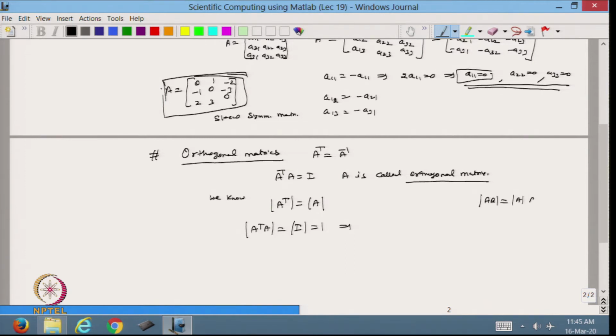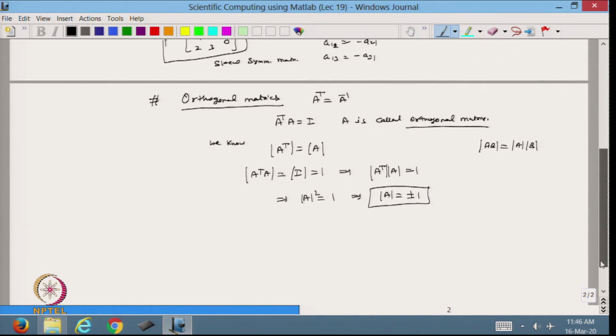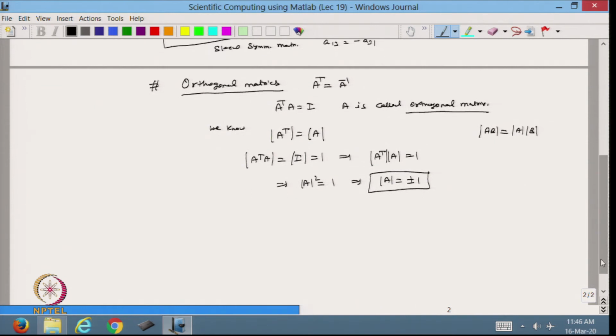So, the determinant can be written like this. From here I can write that the determinant is equal to 1, and the determinant will be the same as this one. So from here I can write that this squared is equal to 1. So from here, this is equal to plus or minus 1. So, if I have an orthogonal matrix, then the determinant of the orthogonal matrix is always either plus 1 or minus 1. That is the way we can find the determinant of an orthogonal matrix. So, this is the condition about the orthogonal matrix.